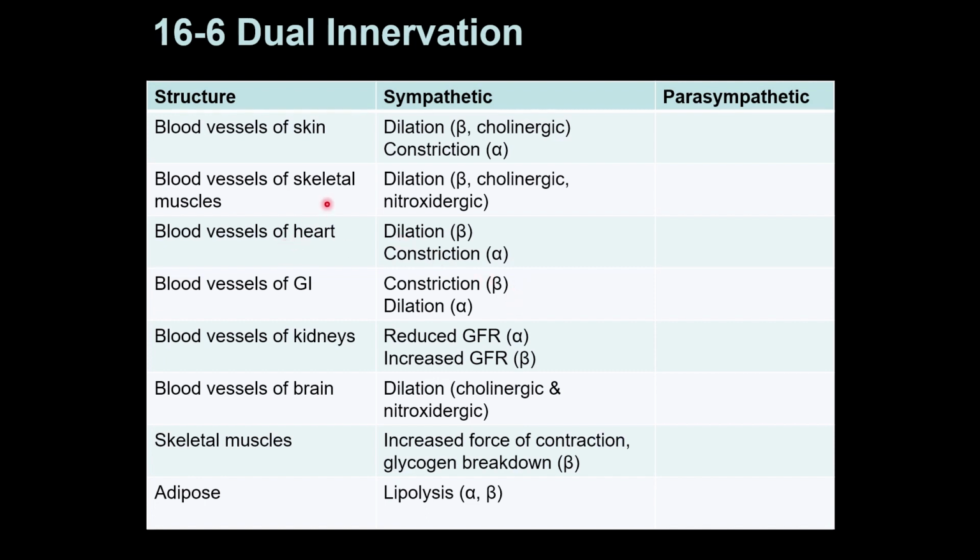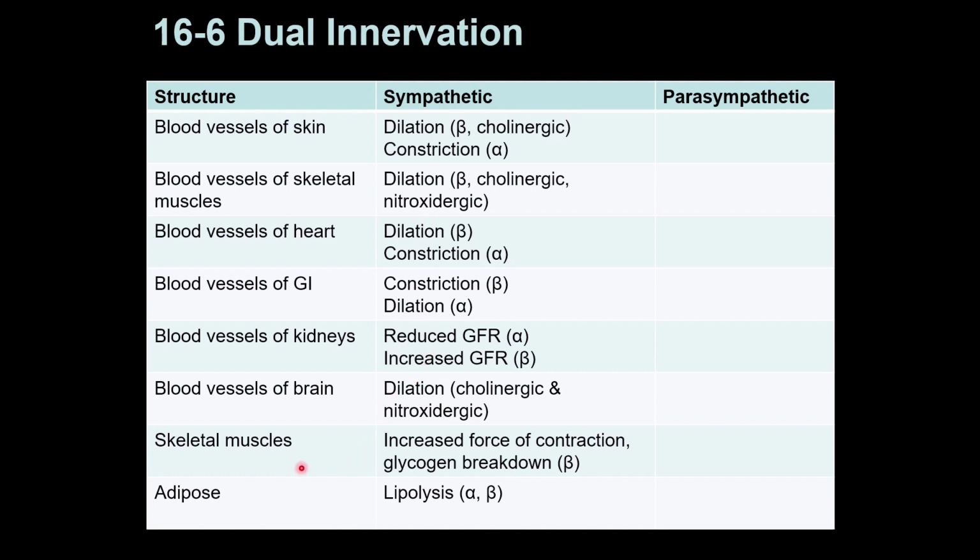Also, you can see that the skeletal muscle and the brain do not have alpha receptors, so they can only dilate if there is increased activity, and they go back to normal. So that is one thing. The other thing is that they also have nitric oxidergic receptors, which respond to nitric oxide. The other tissues do not have that.